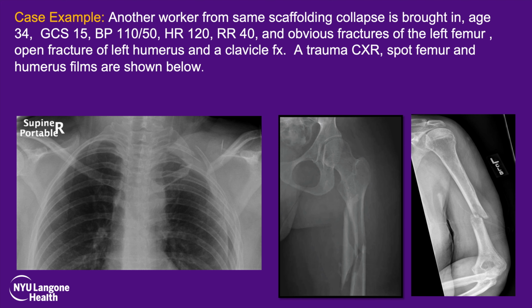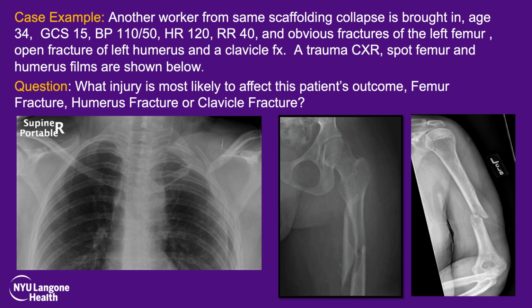Another worker comes in from the same injury, age 34, GCS 15, blood pressure, vitals as shown, has an obvious fracture left femur, open fracture left humerus, and a clavicle fracture. Trauma chest x-ray, spot femur and humerus films as shown. What injury is most likely to affect this patient's outcome? Femur fracture, humerus fracture, or clavicle?